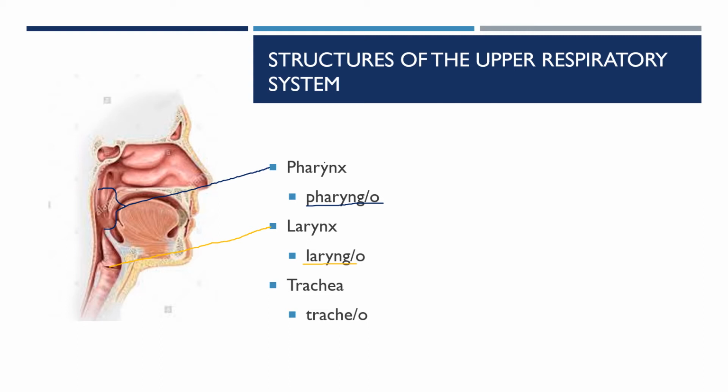And the last part in the upper respiratory system is the trachea. And the section below the larynx here on down is your trachea, surrounded by cartilage rings. And the term in medicine for trachea is trache or tracheo. The common term for this would probably be your windpipe. So pharynx is your throat, larynx is your voice box, and trachea is your windpipe.